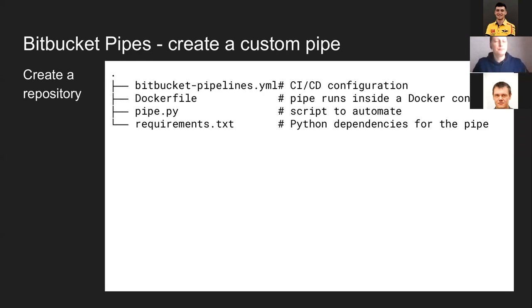How to do that? At first you should create a repository with the next directory structure. You should have bitbucket-pipelines.yml, which is the CI/CD configuration. You should turn on, of course, Bitbucket pipelines in the settings. Then you should provide a Dockerfile, because the pipe runs inside a Docker container. Then you provide the main logic with a pipe.py script to automate your stuff, and requirements.txt, the general Python dependencies for the pipe. Great.